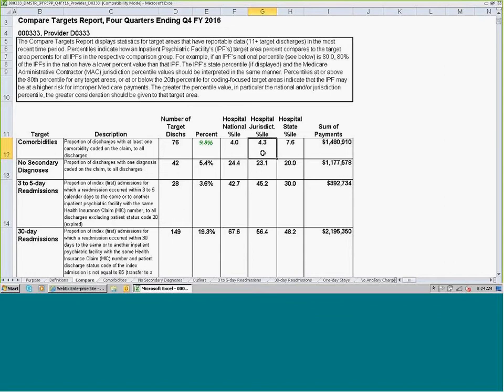Now, when we look at the jurisdiction percentile, we see that we are at the 4.3 jurisdiction percentile. So this tells us that as compared to all IPFs in the MAC jurisdiction comparison group, 4.3% of them have a lower target area percent than we do. And when compared to all IPFs in our state, 7.6% have a lower target area percent than we do. And here we can see that our IPF received about $1.5 million in Medicare reimbursement for these 76 discharges.